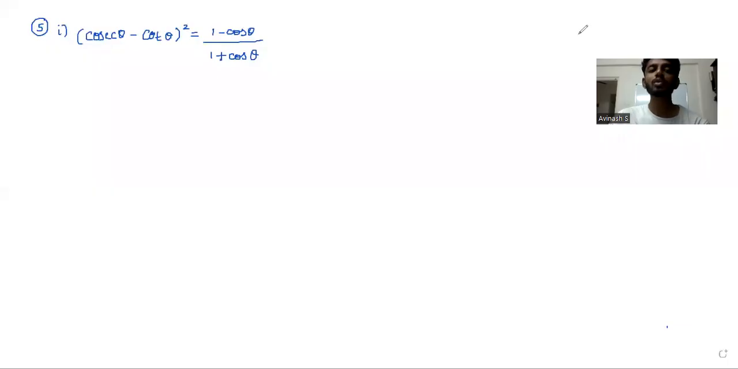So now let us learn how to do question number 1 in 5th question. This is from exercise 8.4. The question goes like this. We have to prove that (cosec theta minus cot theta) the whole square is equal to (1 minus cos theta) by (1 plus cos theta).